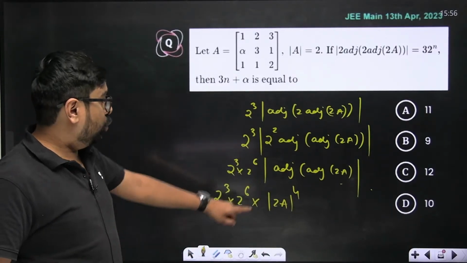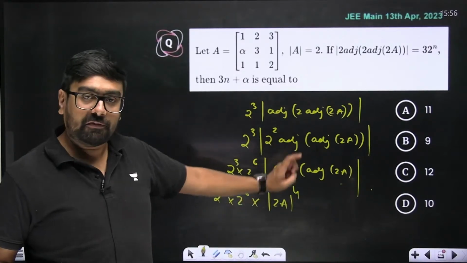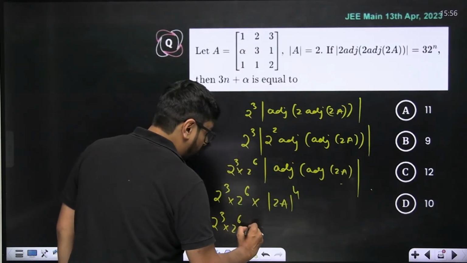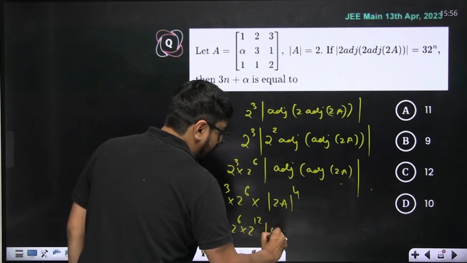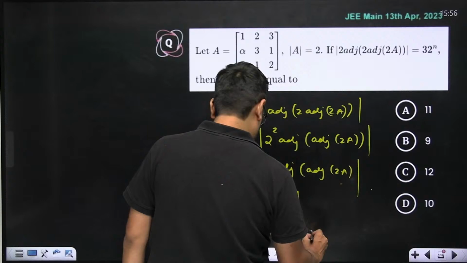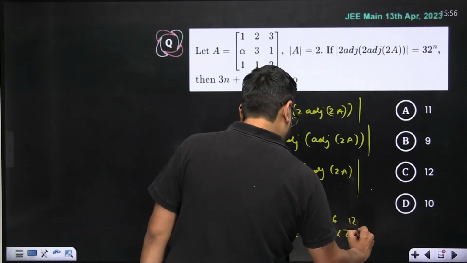Okay. 2 coming out of the determinant will have 2 to the power 3 and 3 to the power 4 will be there. So 2 to the power 3 into 2 to the power 6 into 2 to the power 12 into determinant of A to the power 4. Determinant of A is also 2. So this will become 2 to the power 3 into 2 to the power 6 into 2 to the power 12 into 2 to the power 4.